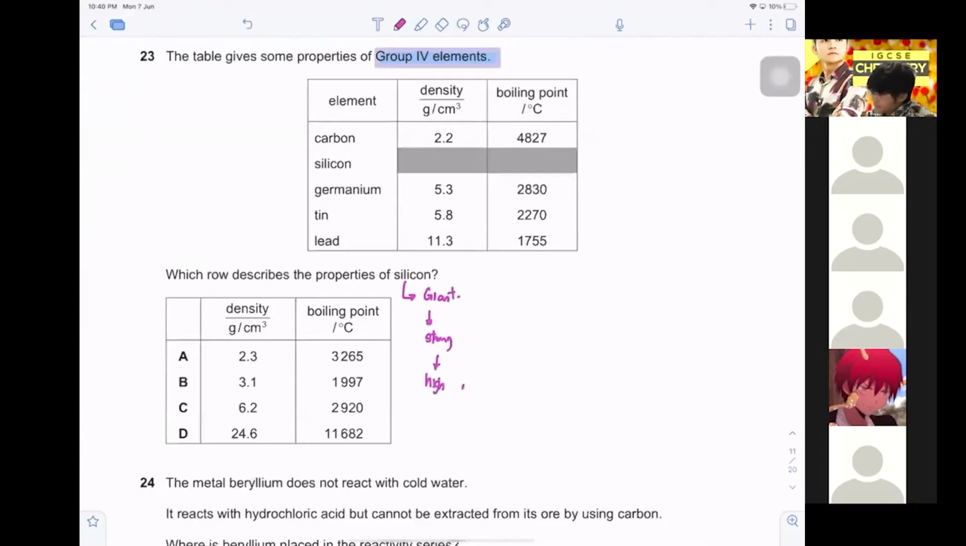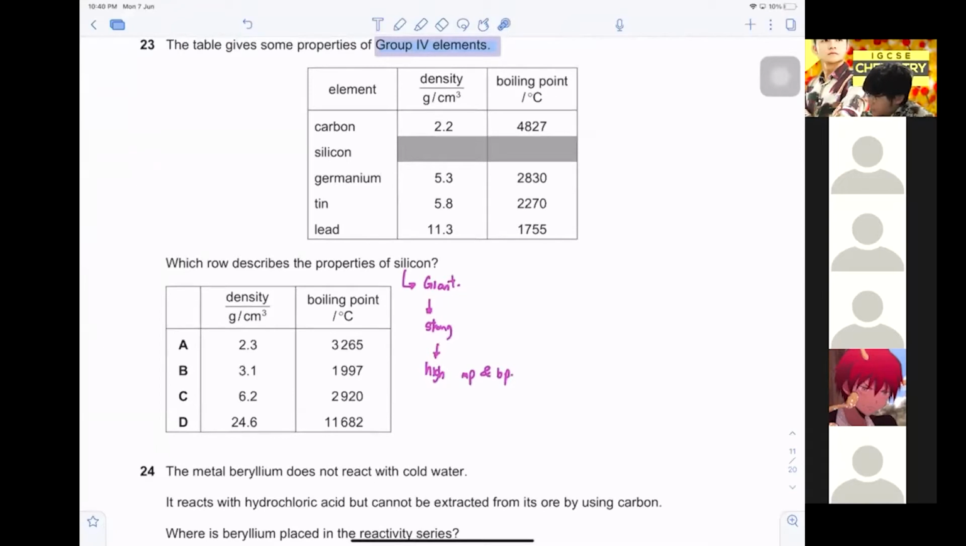Okay, silicon. Let's look at this part. The property of silicon. So density, oh my god, this is way too high. This is so crazily high. This is wrong, because this is way too high. Okay, next, what about 6.22920?